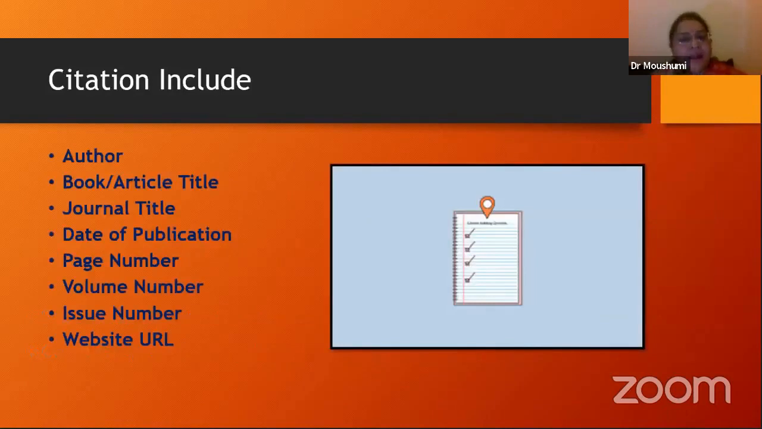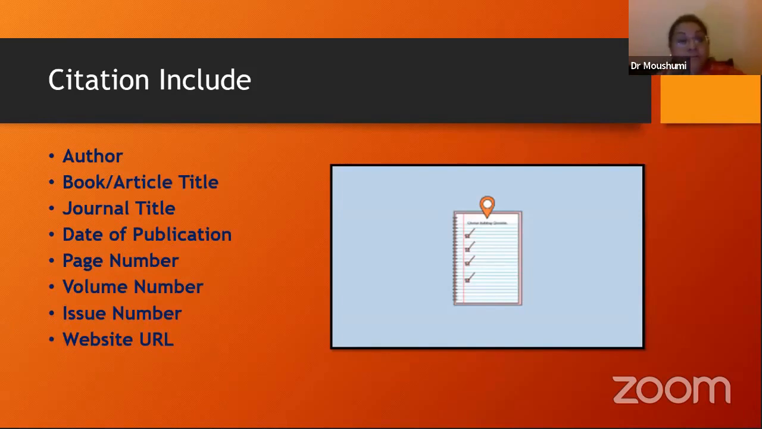So whenever I'm writing it in a full citation, what is included generally? Author, very important, the name of the author, book, article title, or a journal title, from wherever you've sourced your citation. Date of publication is very, very important. I'll come to it later on. And the importance of date of publication varies from subject to subject.